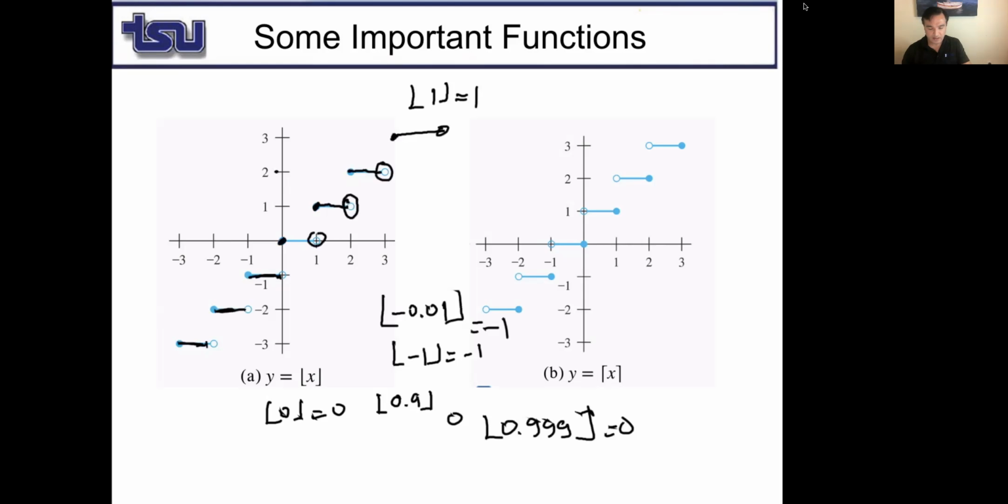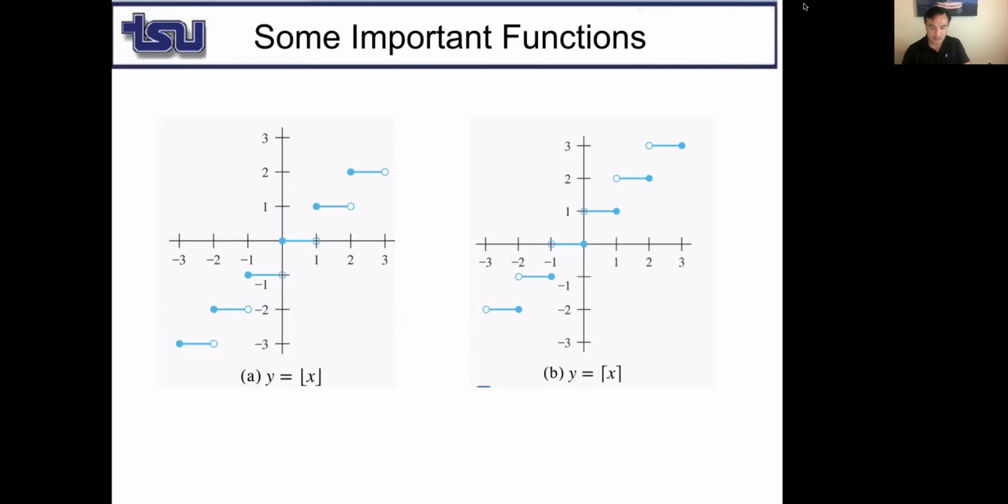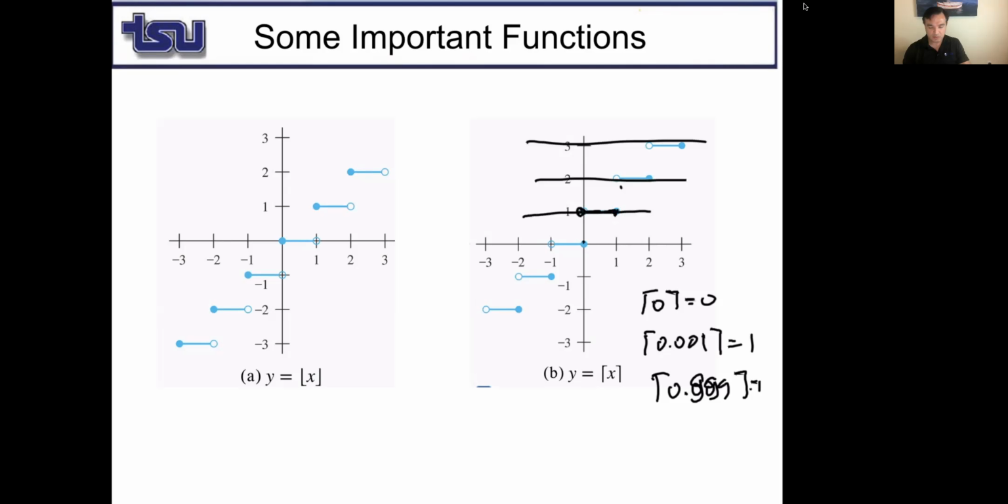Okay. And then similarly, this time the ceiling function. The ceiling function is very similar. Ceiling of 0 is 0, but ceiling of 0.001 is what? 1. Ceiling of 0.999, for example, is still 1. Anything between 0 and 1, excluding 0 and including 1, is mapped to 1. Similarly, 2, 3. So this is pretty simple.